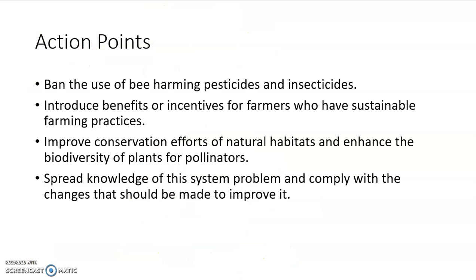All right, my proposed action points to improve this system problem are to ban the use of bee-harming pesticides and insecticides, introduce benefits or incentives for farmers who have sustainable farming practices, improve conservation efforts of natural habitats and enhance the biodiversity of plants for pollinators, and spread knowledge of this system problem and comply with the changes that should be made to improve it.